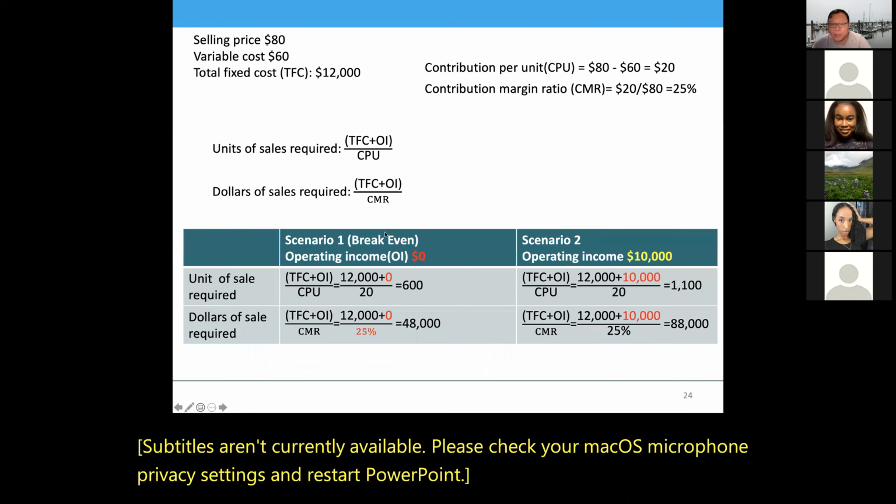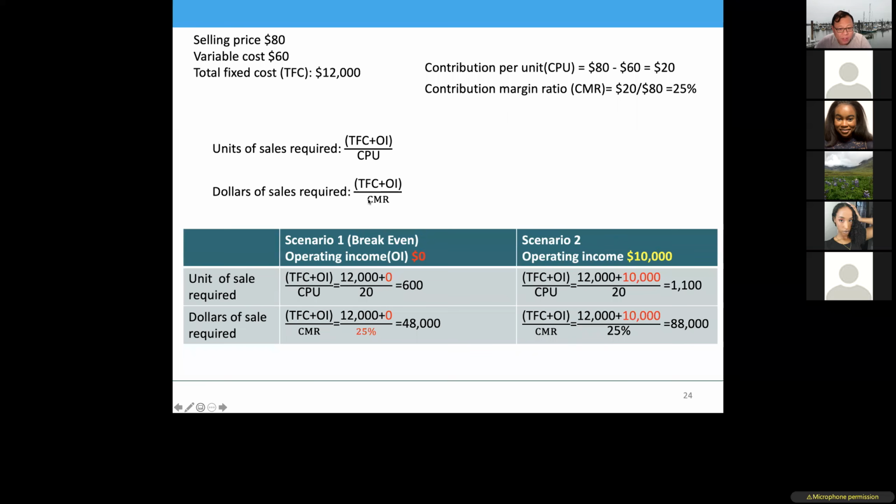The generic formula to calculate the break-even points in units and in dollars: total fixed cost plus operating income, that's on the numerator, divided by the denominator. That is the contribution margin per unit if you are calculating the units, or it's a contribution margin ratio if you are calculating the dollar amount. Okay, so that's the generic formula.